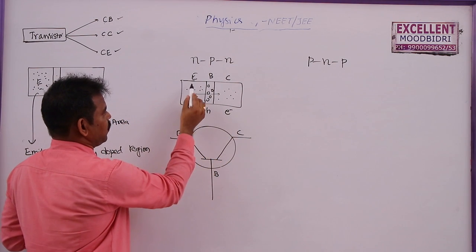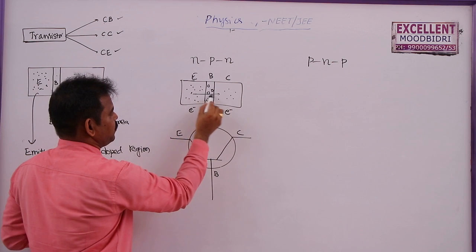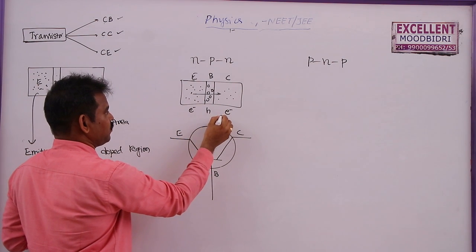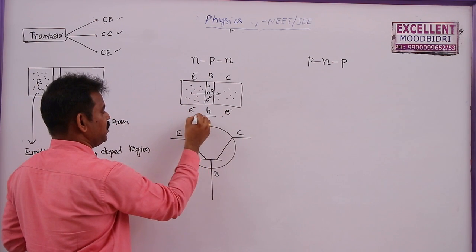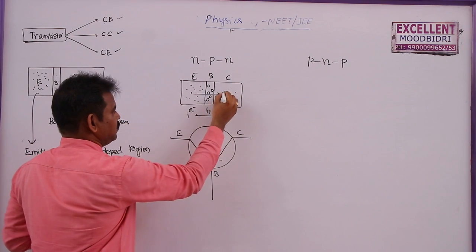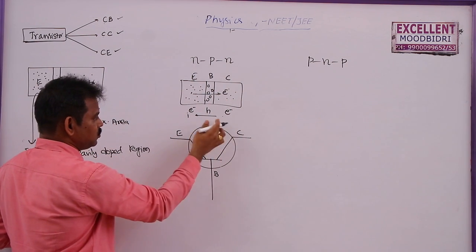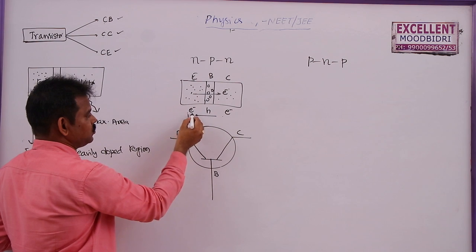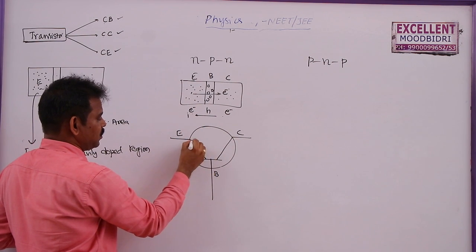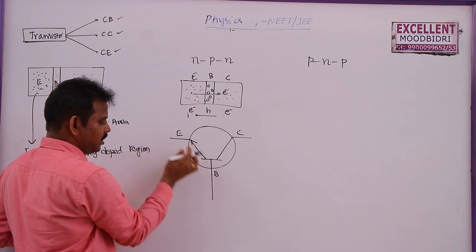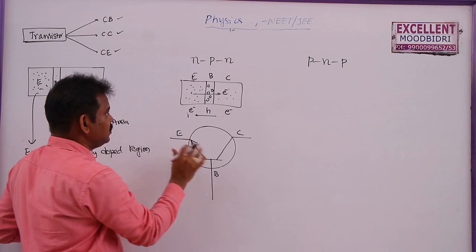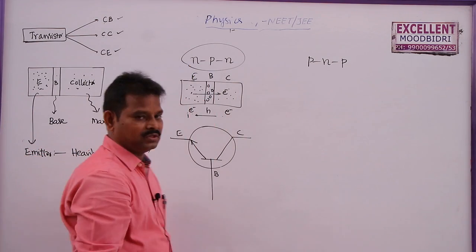Here electrons are traveling from emitter to collector via base. So current is traveling from collector to emitter via base. So this is the direction of current, this is the direction of electrons. Here I am showing this from base to emitter. This is the direction of the flow of the current. So this is the symbol of NPN transistor.